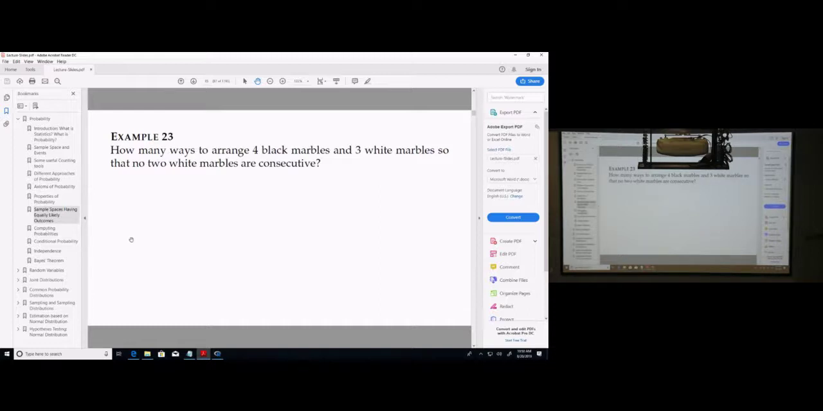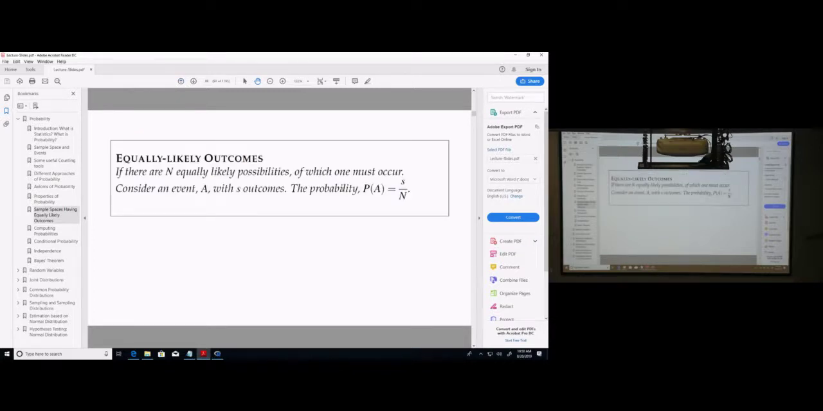Let's go to the different approaches. So this is the main thing. The probability of an event is simply the number of outcomes in the event A over the total.